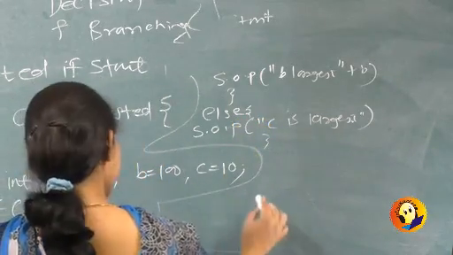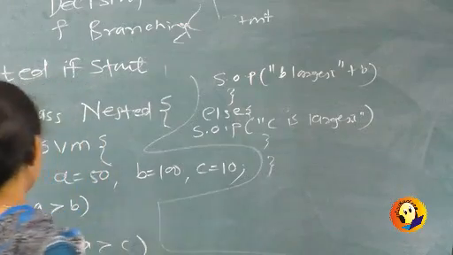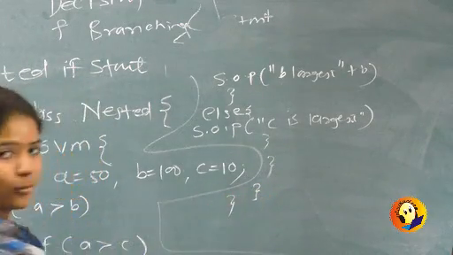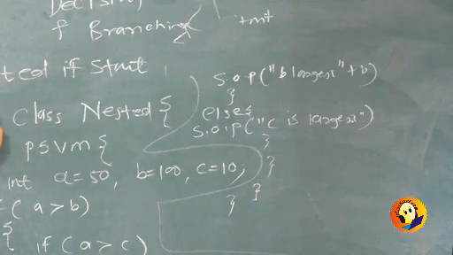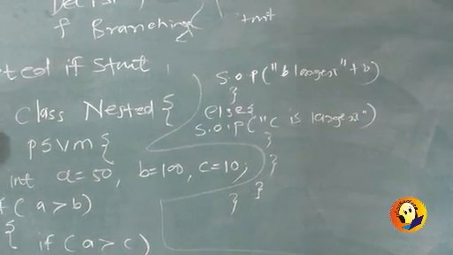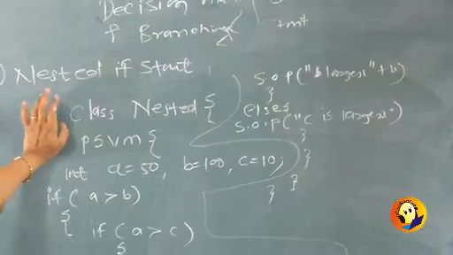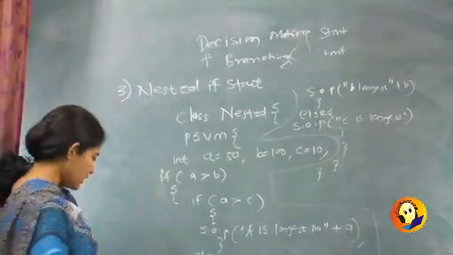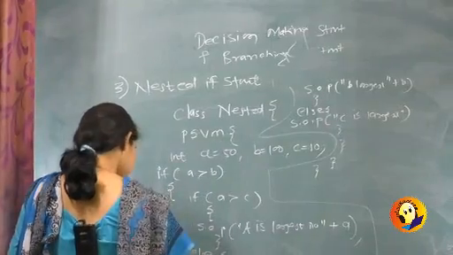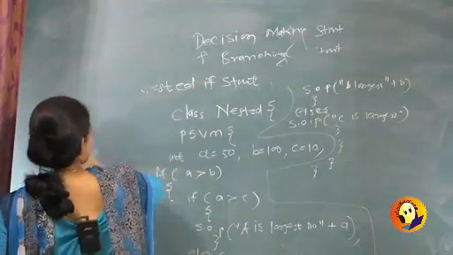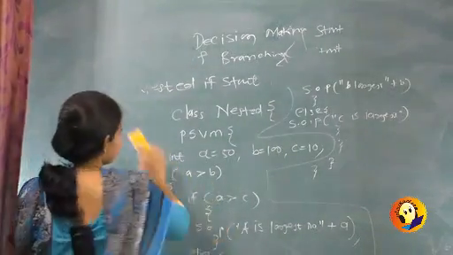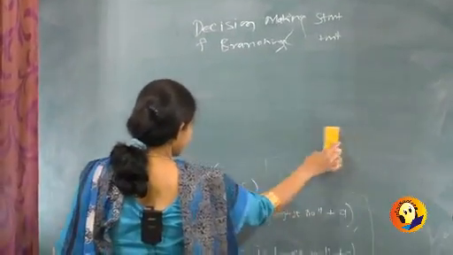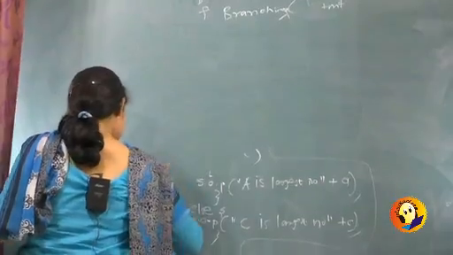After that, close the bracket of if, close the bracket of main, and close the bracket of class. So this is a simple example of nested if statements. Okay, so this is the third type of if statement, and there is one more if statement, that is the else if ladder.